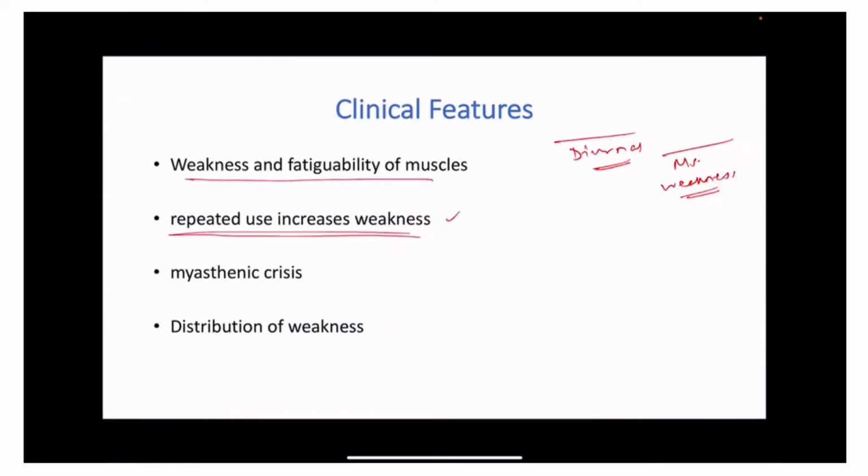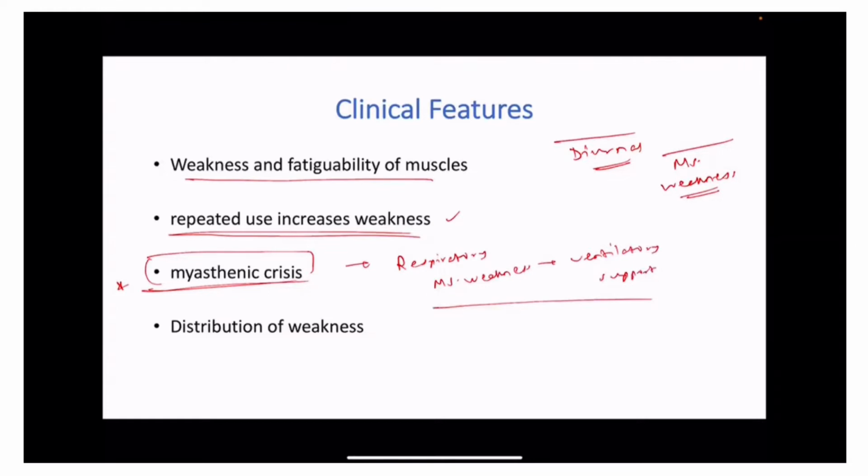What is myasthenic crisis? They might ask you the definition: myasthenic crisis means the patient has developed respiratory muscle weakness, and that is why the patient needs ventilatory support. So the patient is on a ventilator basically because he has developed respiratory muscle weakness. Now, very, very typical to know is the distribution of weakness. Typically, the patient starts with the extraocular muscles.